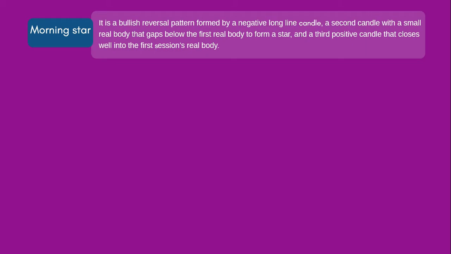So Morningstar is basically a bullish reversal pattern formed by a negative long candle, and the second candle is a candle with a small body that gaps below the first real body to form a star, and the third positive candle closes well into the first session's real body. Let us try to understand what we mean by Morningstar. So basically, first we have a really long negative candle. Post that, we have a gap down, and the second candle will be having a small body.